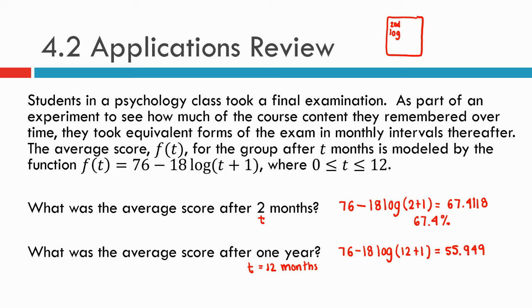But once again, I want us to round to one decimal place here. So notice that I look at the second decimal. I see that it's a 4, which means I'm not going to round up. So 55.9% is the material that they knew after 1 year.